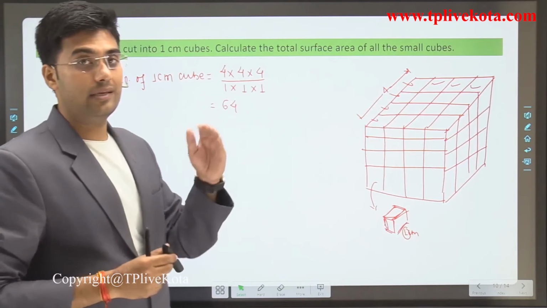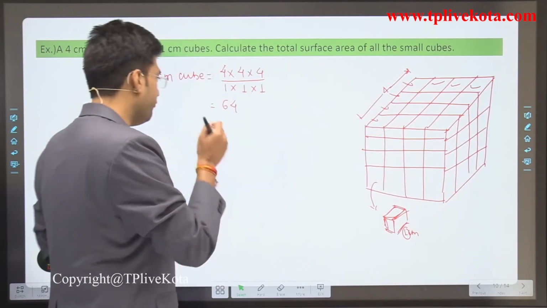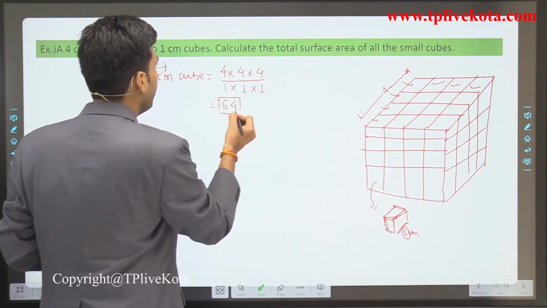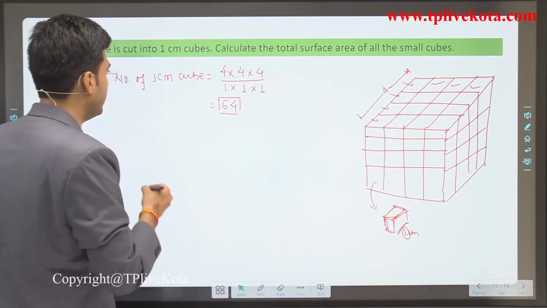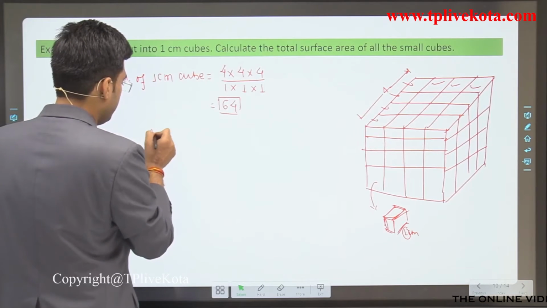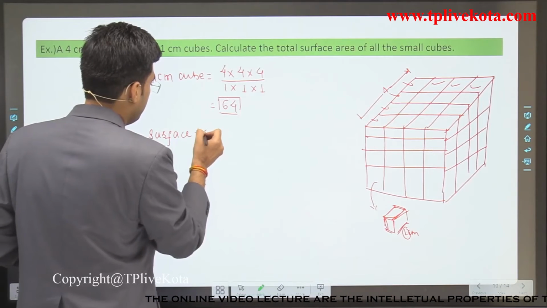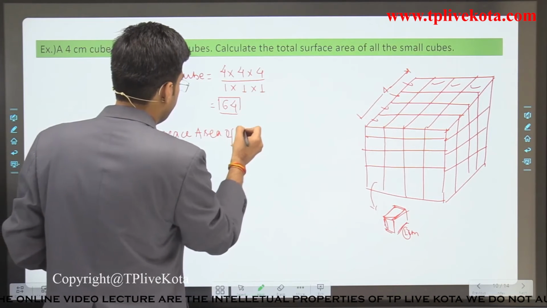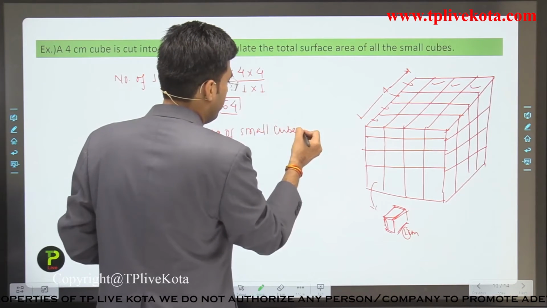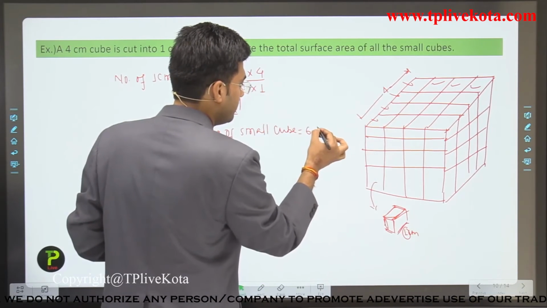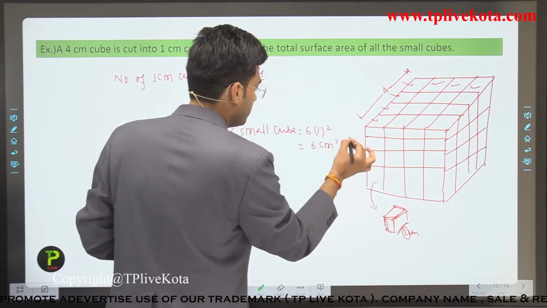There are 64 small cubes. Clear? Now, if we have 64 cubes, we have to find the total surface area of the small cubes. So first of all, let's find the surface area of a small cube of 1 centimeter. It is 6 multiplied by 1 square, that is 6 centimeter square.